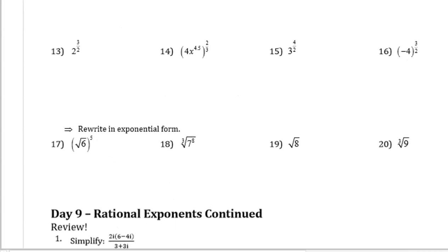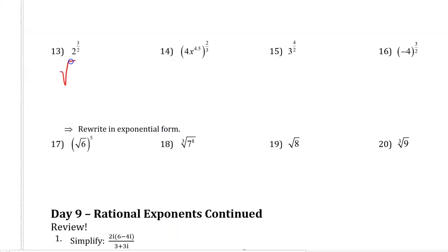2 to the 3 halves will be bottom number, square root, 2 to the top number, 2 cubed. So here, we could also have reduced it there as well, but this is 2 times 2 times 2. We're taking a square root, so we're going to take out pairs. So we'll take out a pair of 2's, and we'll have a 2 on the outside, and then we'll still have a square root of 2 on the inside.